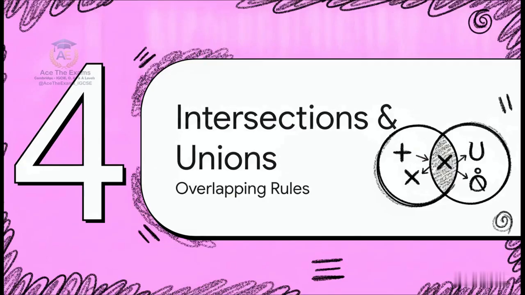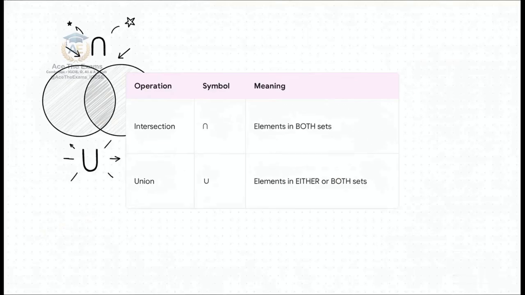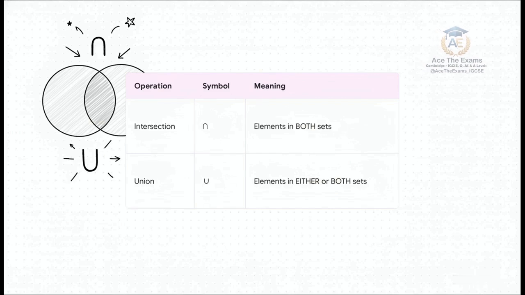Section 4. Intersections and unions. We are now giving names to the specific geography of those overlaps. Here are the 2 most critical operations you must master. First is the intersection, symbolized by a downward-facing arch. Think of intersection as the strict, uncompromising and. You only get into the intersection if you can prove you exist in both circles at the exact same time.